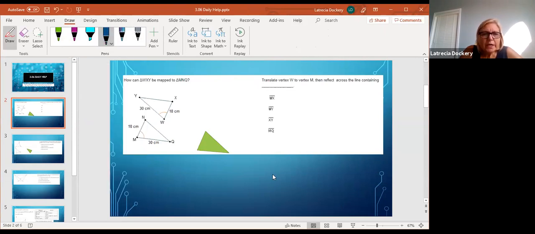Okay, how can triangle WXY be mapped to triangle MNQ? Translate vertex W to vertex M and then reflect across the line containing blank. So we have to decide how we can map it onto this other triangle.